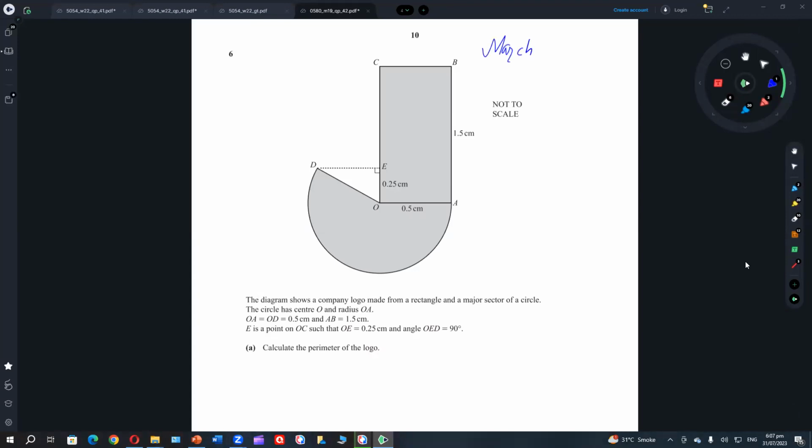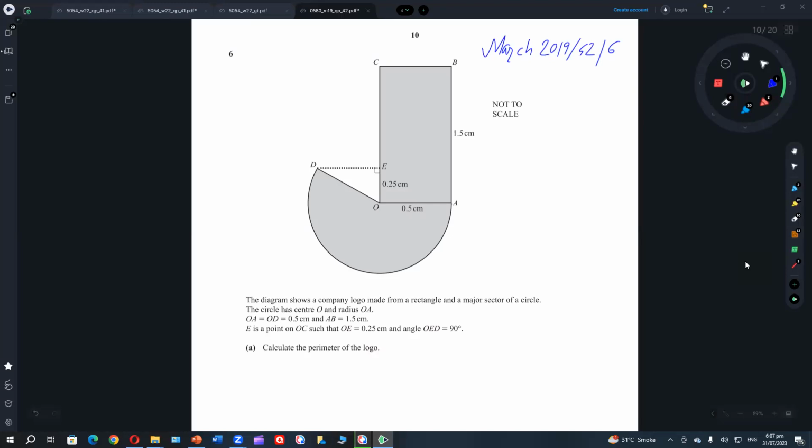It's March 2019, paper 42, question number 6. Now, the diagram shows a company logo made from a rectangle and a major sector of a circle. The circle has center O, radius OA. He has given some values. He says calculate the perimeter of the logo.